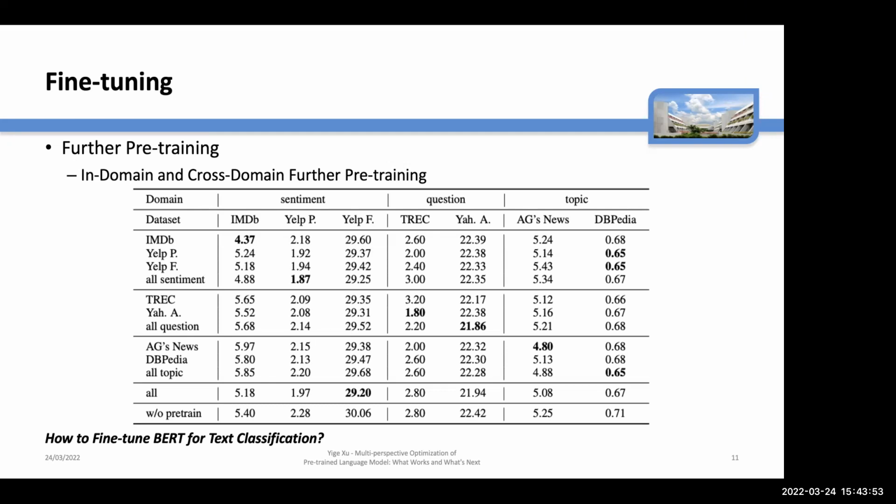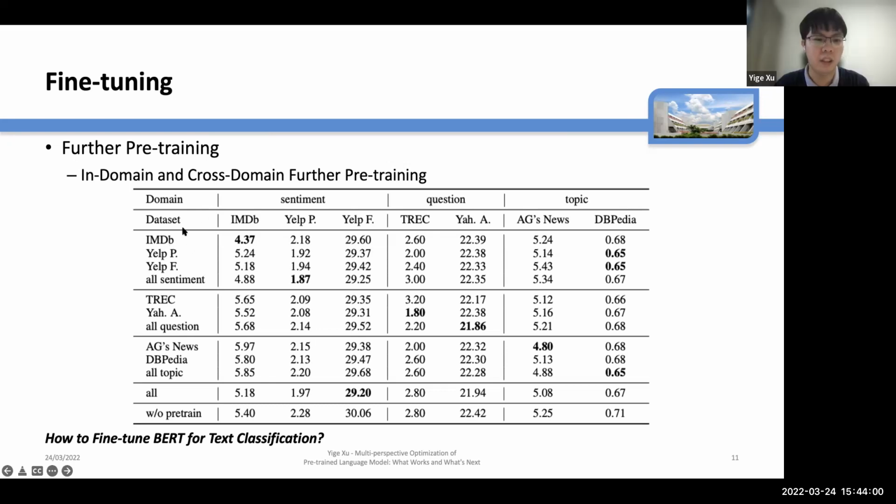Is there any experiment to transfer one dataset to another dataset? Yes, here are the results. This row, for example the IMDb row, means that we use the IMDb dataset as the further pre-training corpus, and fine-tune on the IMDb dataset, on Yelp F, on Chekc, Yahoo, and so on. And "all sentiment" means that we combine the IMDb, Yelp F, and Yelp P datasets as the pre-training corpus, and then fine-tune on the downstream datasets.